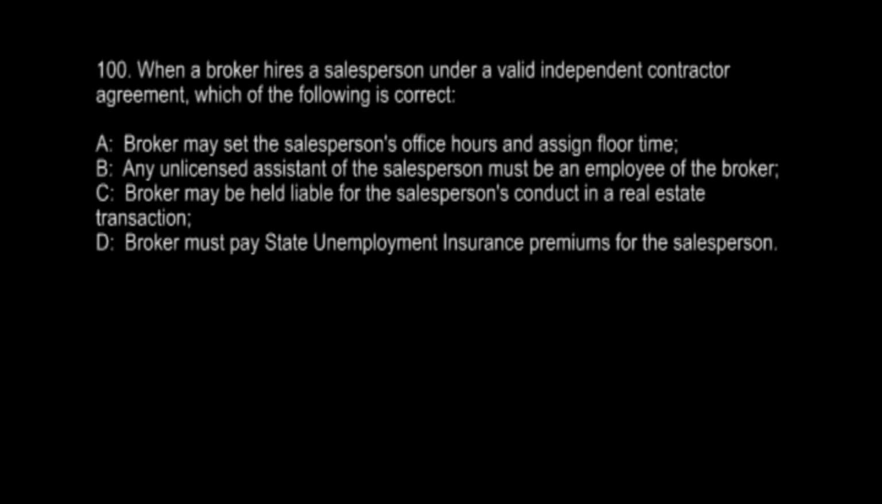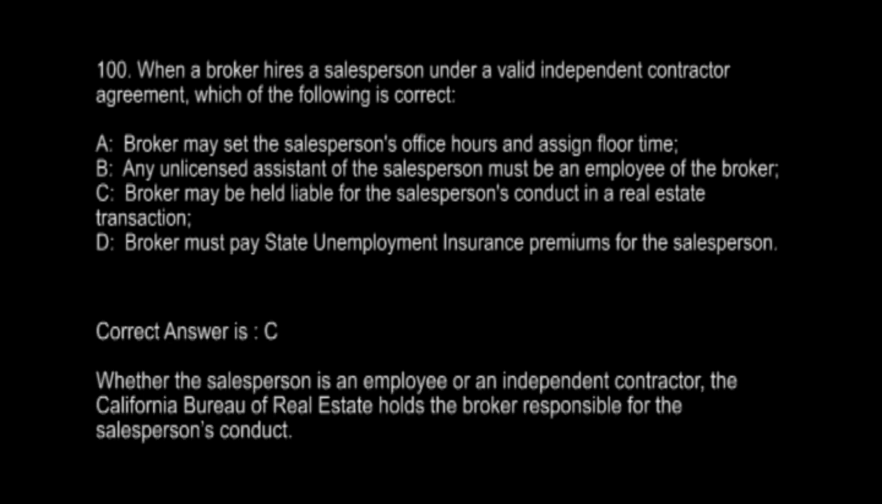100. When a broker hires a salesperson under a valid independent contractor agreement, which of the following is correct? A. Broker may set the salesperson's office hours and assign floor time. B. Any unlicensed assistant of the salesperson must be an employee of the broker. C. Broker may be held liable for the salesperson's conduct in a real estate transaction. D. Broker must pay state unemployment insurance premiums for the salesperson. Correct answer is C, whether the salesperson is an employee or an independent contractor. The California Bureau of Real Estate holds the broker responsible for the salesperson's conduct.